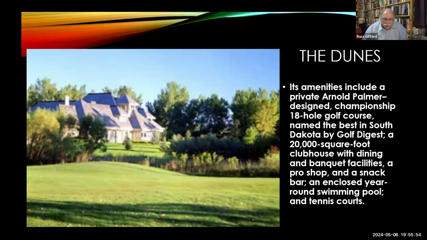Well, okay, and your point, but it's going to have a 20,000 square foot clubhouse. It's going to have dining and banquet facilities. It's going to have a pro shop. It's going to have a snack bar. It's going to have an enclosed year-round swimming pool, tennis courts, right? Those are those amenities we're talking about. And of course, remember, if you're looking for 1 acre lots with houses that are in the upper range of costs, those are the amenities people want.